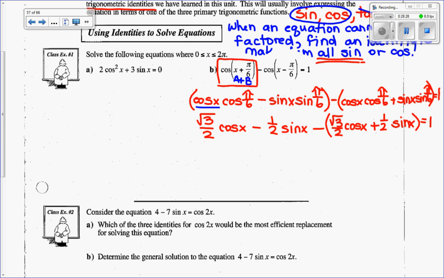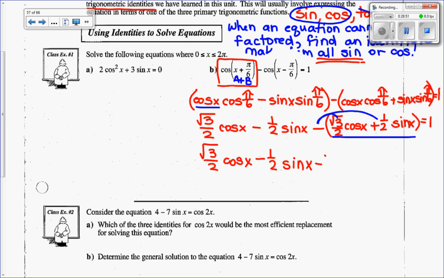That equals 1. Now, because I'm subtracting this whole part, I have to remember to distribute the negative sign to both terms. So this will be root 3 over 2 cos x minus a half sine x minus root 3 over 2 cos x minus 1/2 sine x equals 1.